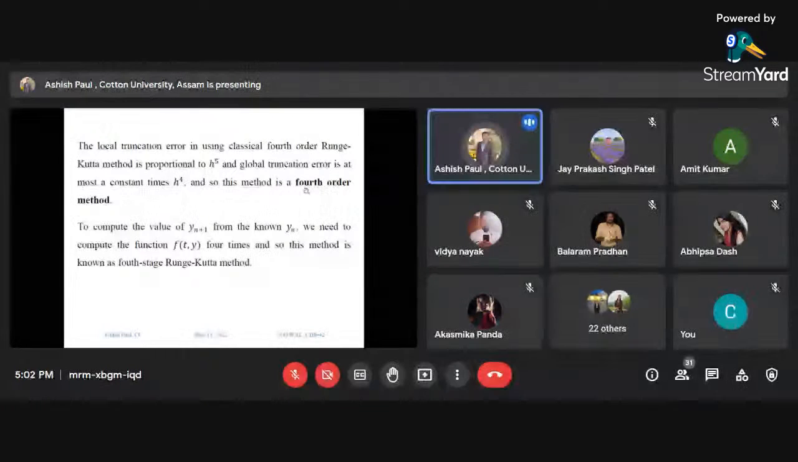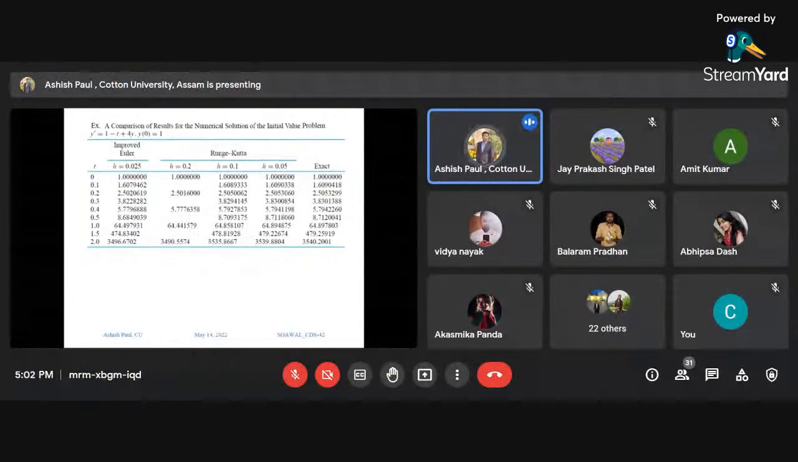And so this Runge-Kutta method is known as the fourth order Runge-Kutta method. So the fourth stage Runge-Kutta method is the fourth order Runge-Kutta method because its global truncation error is h to the power 4. So this particular method gives us more correct results in comparison to the other methods discussed.